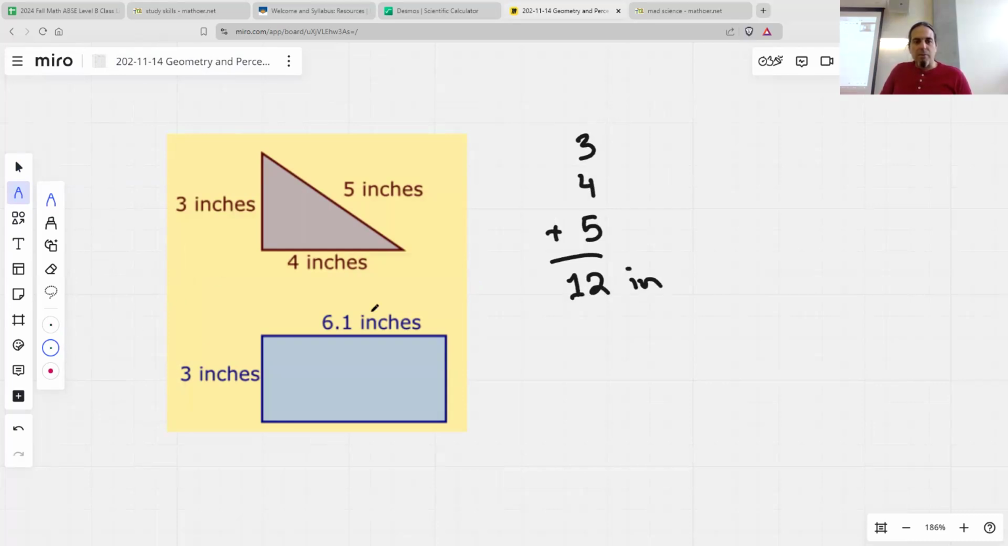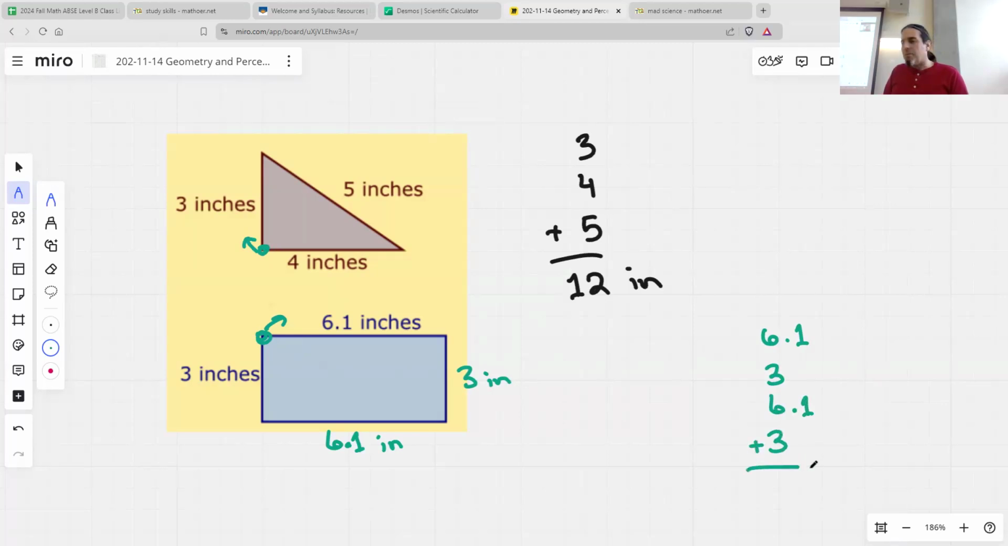For the bottom one, we have to remember that if the top is 6.1 for a rectangle, the bottom also will be. If one edge is 3, the other is 3. And now I need to go all the way around and add them up. So maybe I'm starting here. So a 6.1, a 3, a 6.1, 3.